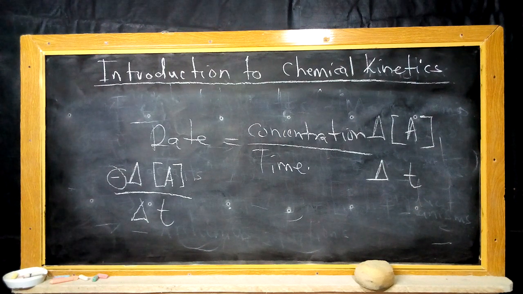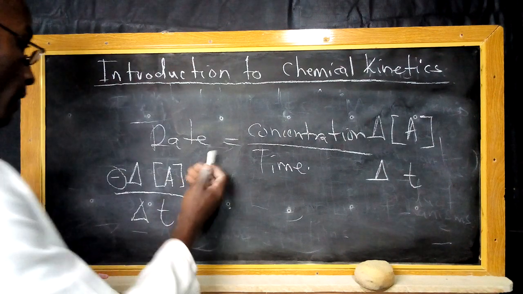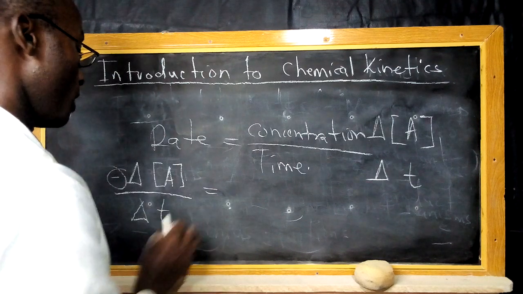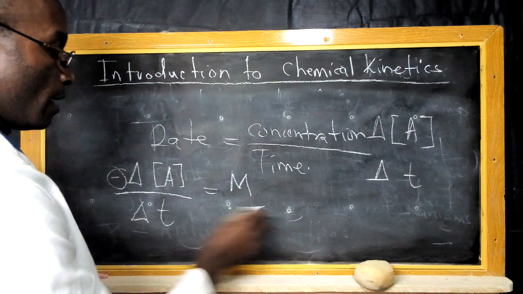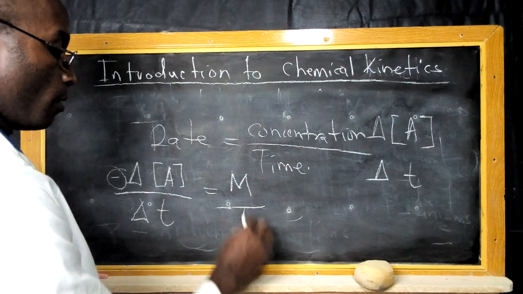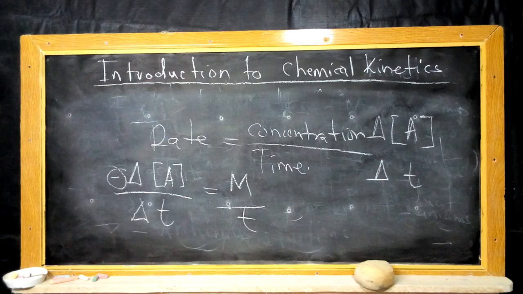To determine the rate, of course, maybe using a specific procedure which we're going to mention. Now, in this case, we know that the units for measurement of concentration is molarity that we have mentioned, and then the units for measuring time is T, which of course is seconds.